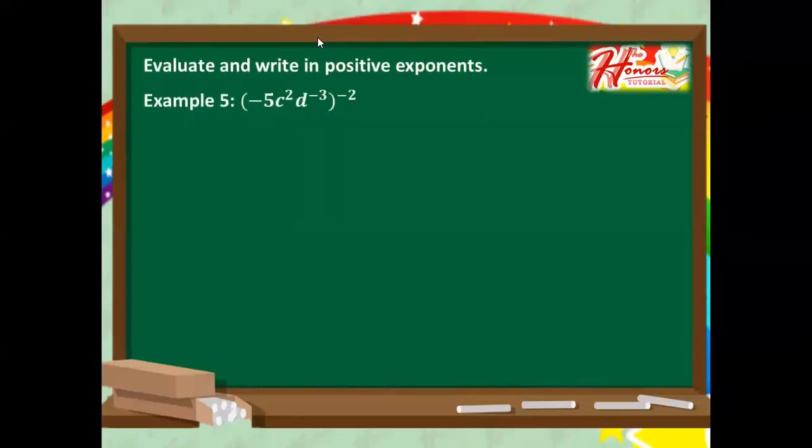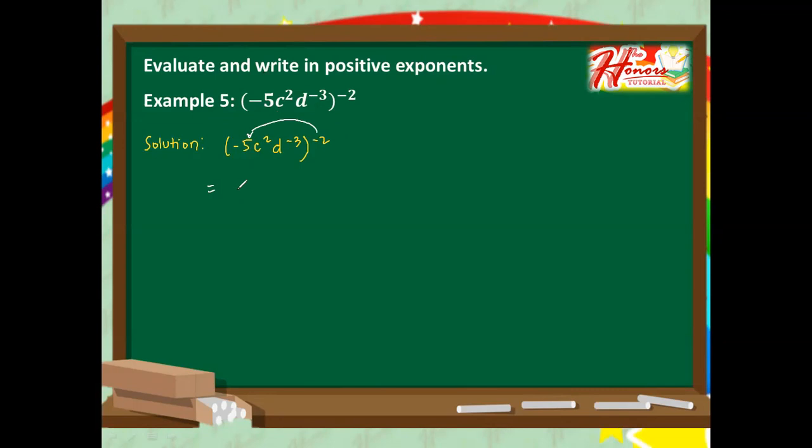So this is the last example. D raised to negative 3 times negative 2. Raised to negative 2. So solution, copy the given first, that's negative 5 c squared d raised to negative 3 raised to negative 2. Now we have to distribute this negative 2 to all of the terms inside the parentheses.